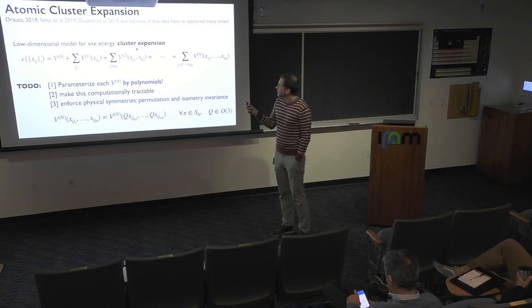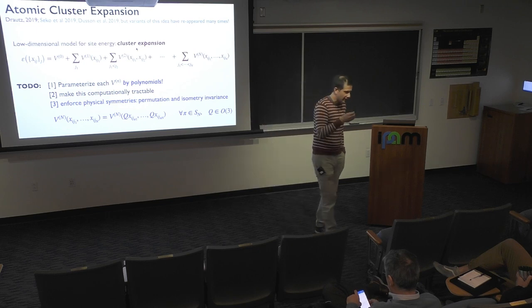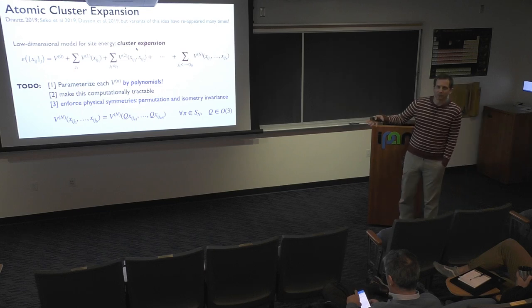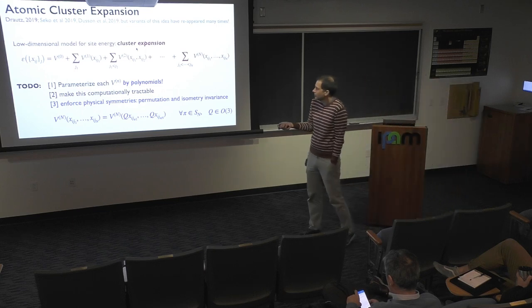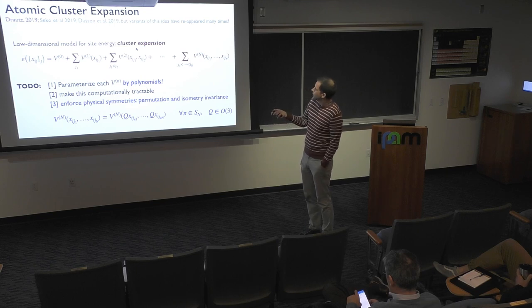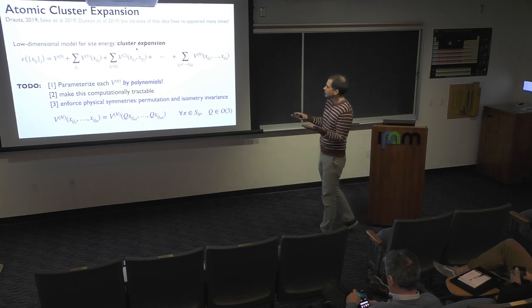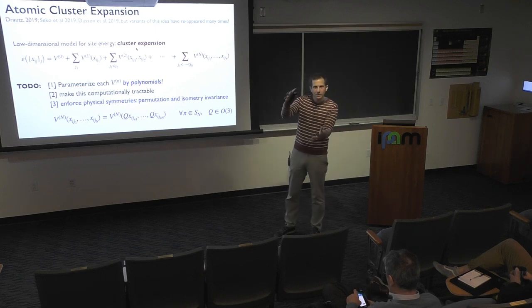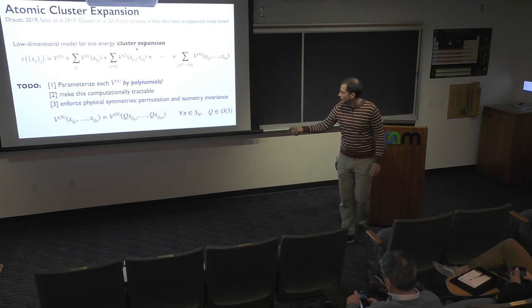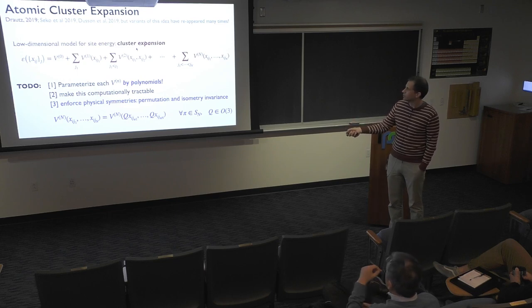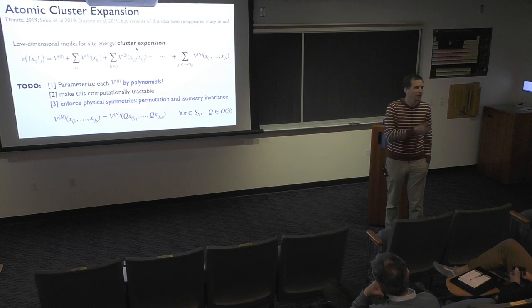And the last part is that, of course, your model has to satisfy certain constraints, not just roughly, not just as fitted to data, but exactly. And the ones we most care about are symmetries. So if you permute atoms of the same species, then you have to get the same energy back out. If you rotate a cluster, then you have to get the same energy back out. And so that's encoded here. So these are the two symmetries I most care about: permutation and isometry invariance of these potential terms.